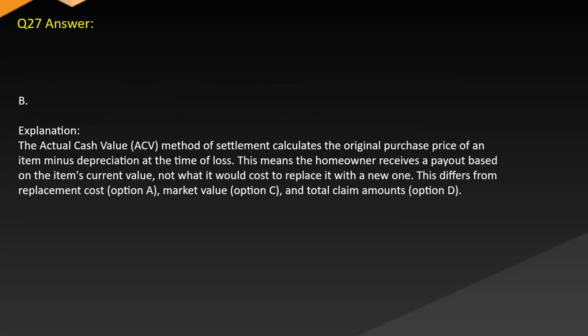Answer B. Explanation. The actual cash value (ACV) method of settlement calculates the original purchase price of an item minus depreciation at the time of loss. This means the homeowner receives a payout based on the item's current value, not what it would cost to replace it with a new one. This differs from replacement cost, option A, market value, option C, and total claim amounts, option D.